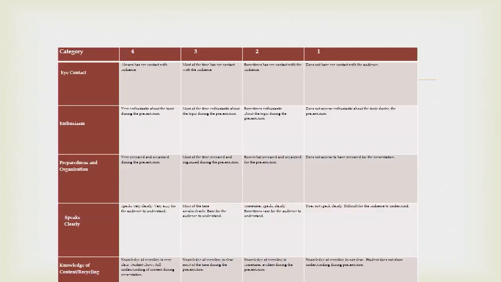This is just another example of a marking grid for speaking. You can look at the eye contact, you can look at the enthusiasm, you can look at the preparedness and organization, you can look at whether the child speaks clearly, you can look at the knowledge of content. All right? Then you can have in the columns, then you can have the numbers, 4 being the highest and 1 being the lowest.